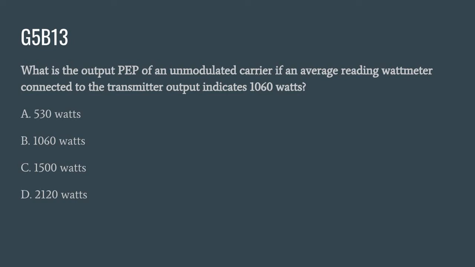G5B13. What is the output PEP of an unmodulated carrier if an average reading wattmeter connected to the transmitter output indicates 1060 watts? A. 530 watts. B. 1060 watts. C. 1500 watts. Or D. 2120 watts. Correct answer B. 1060 watts.